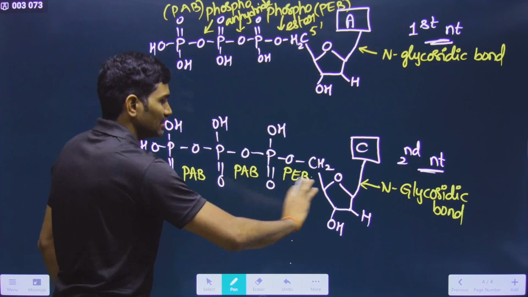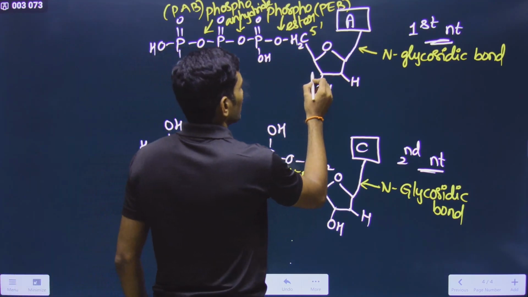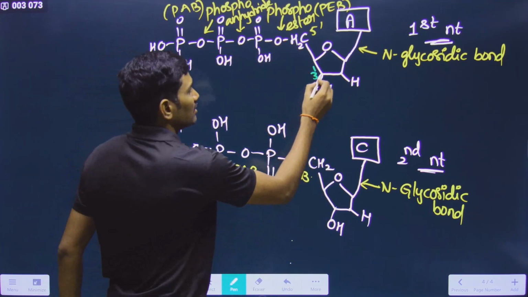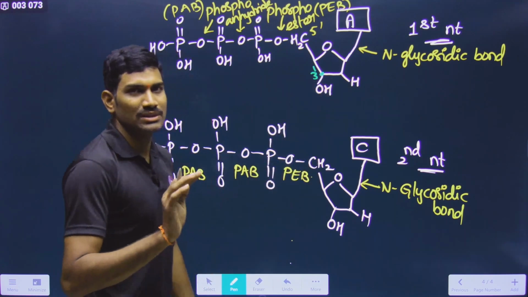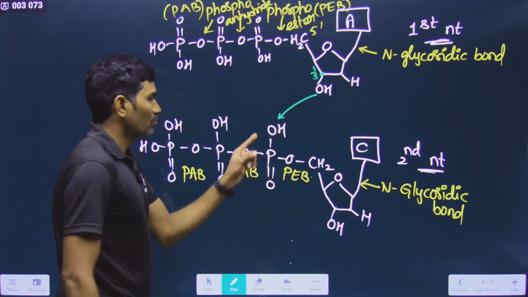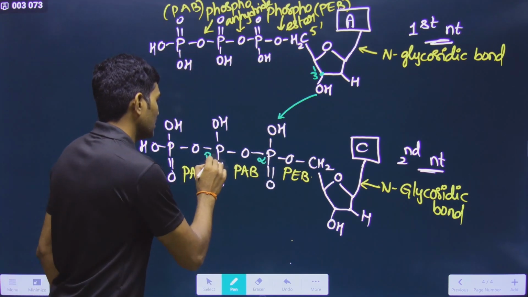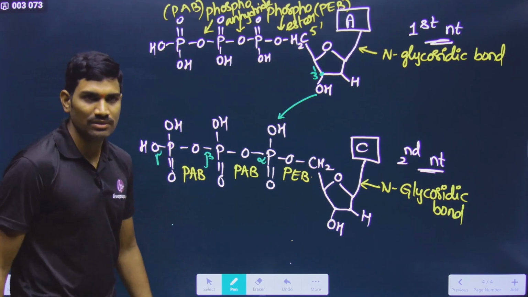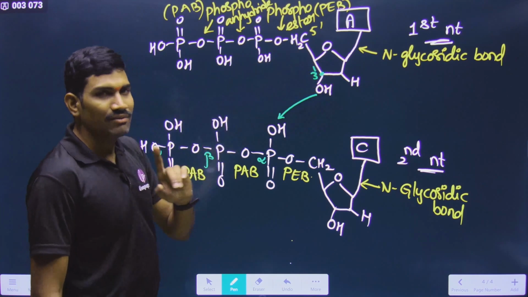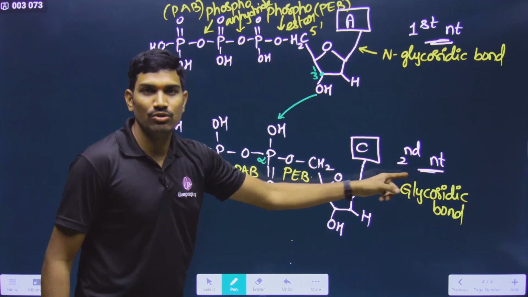This is one nucleotide, this is another nucleotide. Now what happens? Observe carefully. For the first nucleotide at the 3' position, an OH group is present. Now this OH group will interact with the OH group of the first phosphate. First phosphate is called alpha phosphate, second is beta, third one is called gamma phosphate. So the 3' OH group of the first nucleotide will interact with the OH group of the alpha phosphate of the second nucleotide.